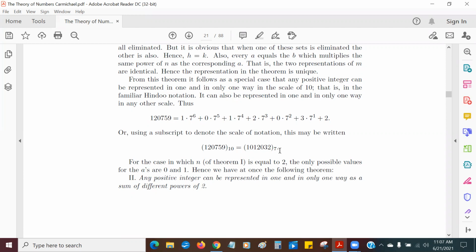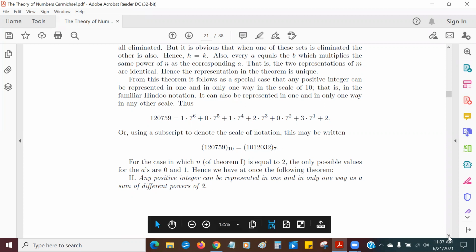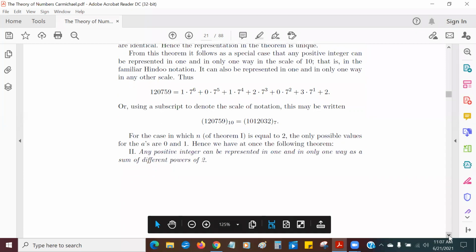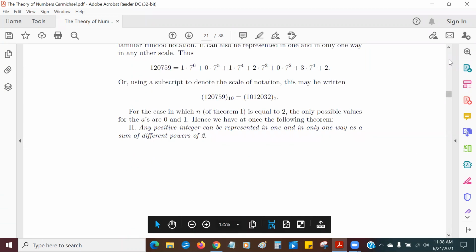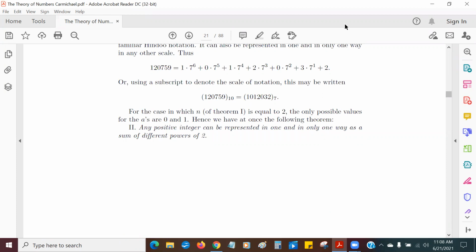Now, there's a very cool case. What if n is equal to 2? If n is equal to 2, that's going to give us the very famous thing called binary. Any positive integer can be represented in one and only one way as a sum of different powers of 2, and that's called base 2, or binary. And that is all I wanted to show you for now on this.